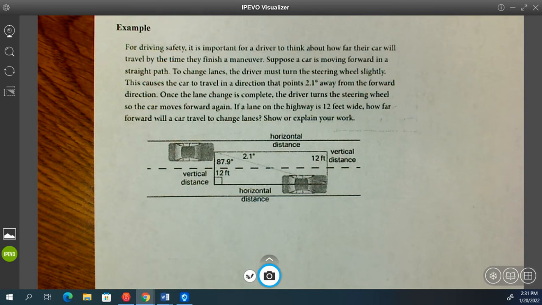If the lane on the highway is 12 feet wide, how far forward will the car travel to be able to change lanes? Now, it's hard to see that in the way it's presented. So how can we change that? How can we change the way it looks to make it something familiar?